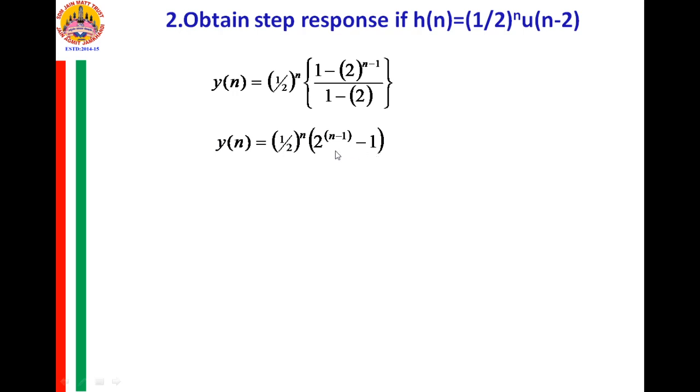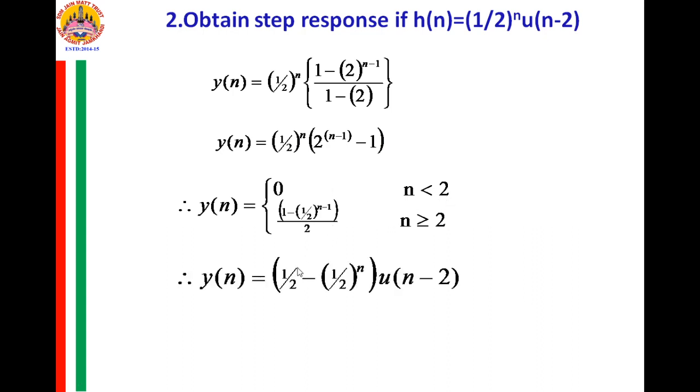Now what can be done ahead? Can you guess? We shall multiply inside with this half raised to n. So when you multiply here, you keep 1 aside, here you have 2 raised to n minus 1. So if you multiply inside, this is 1 and this is minus 1 by 2 raised to n minus 1. This is for n greater than or equal to 2, and y[n] is equal to 0 for n less than 2. This can also be written as y[n] equal to 1 minus 1 by 2 raised to n minus 1, into u[n minus 2]. This is in terms of a step function.